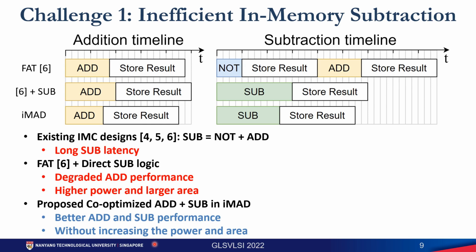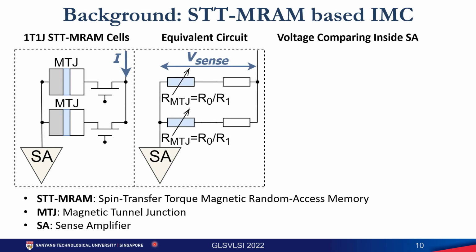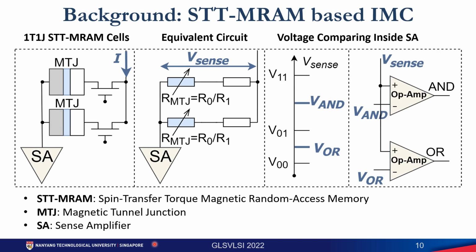Before we go into the details, let's have a quick review of the background. This slide shows how STT-MRAM-based in-memory computing works. Standard STT-MRAM cells contain a magnetic tunnel junction and an access transistor. The MTJ can be viewed as a variable resistor storing 0 or 1. Applying a reference current to two memory cells, you can get a sensed voltage inside the sense amplifier at the bottom. The sensed voltage has three cases: V00, V01, and V11.